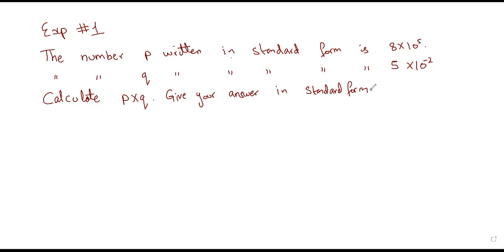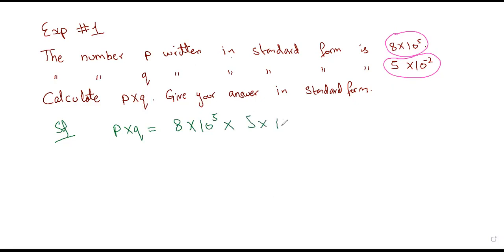Both of them are written or are given in the standard form. It's 8 multiplied by 10 power 5, and it's 5 multiplied by 10 power minus 2. And you need to solve this in order to find the value for P cross Q. Okay. So it's P cross Q. All right. So P cross Q would basically mean I need to write down P, that is 8 multiplied by 10 power 5, and then Q, that is 5 multiplied by 10 power minus 2.